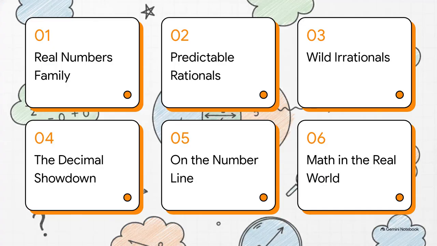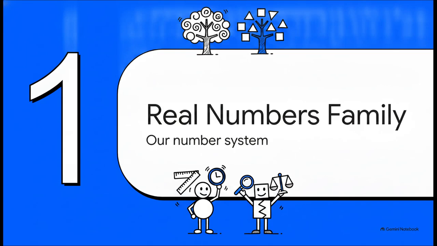Let's find out exactly what that is. To make sense of all this, we're going to follow a pretty straightforward roadmap. We'll start with the real numbers family, look at the predictable rational numbers, then their siblings, the wild irrational numbers. After that, we'll have a decimal showdown, do a little plotting on the number line, and finally, look at math in the real world.